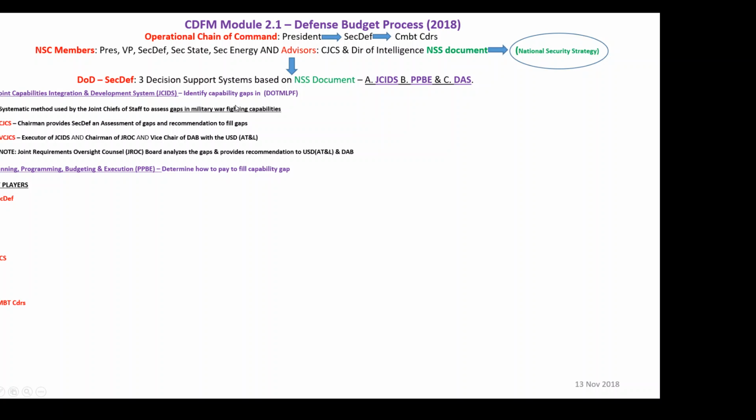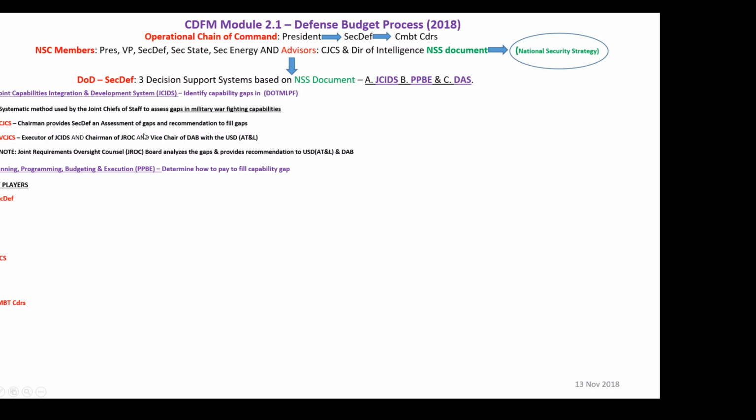Now let me point out something. When we look at the DOTMLPF, if it's, let's say, doctrine, we just need to change the doctrine. We need more positions. Okay, now we got the positions. Now we need to ask for funding. So we go to the PPBE phase. If it's a material solution, what the M is, this is what triggers the defense acquisition system. So if it's the M in DOTMLPF, that's the way to fill that gap, then we're going to jump to the third system. But for this part, we're going to jump to the PPBE.